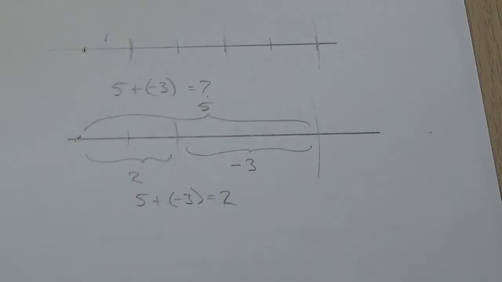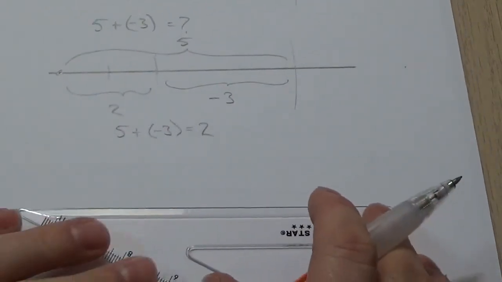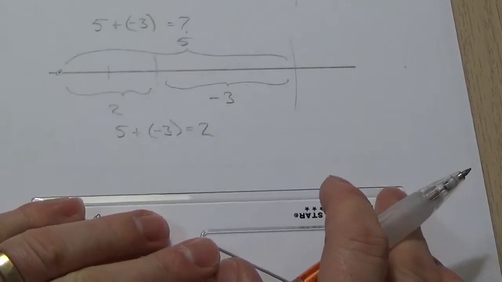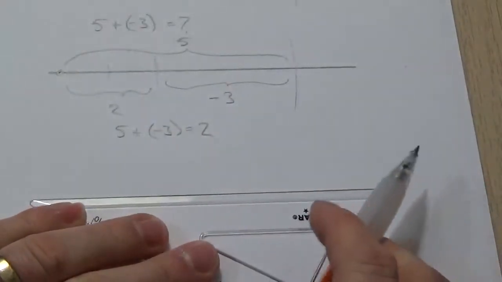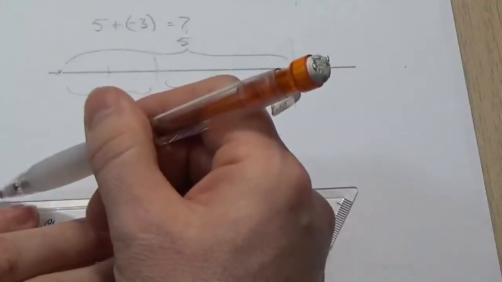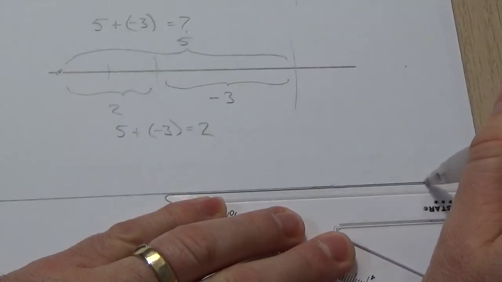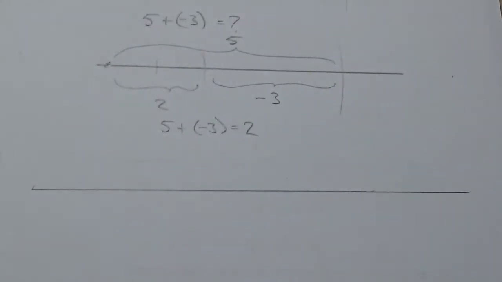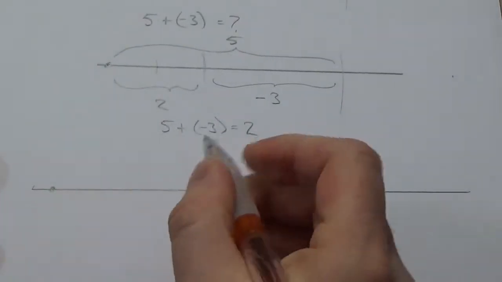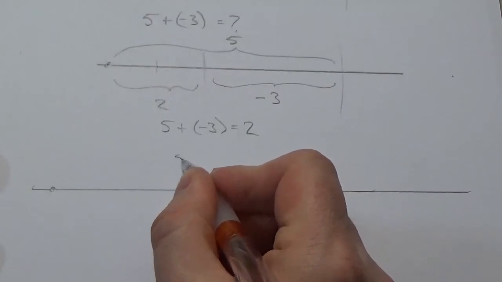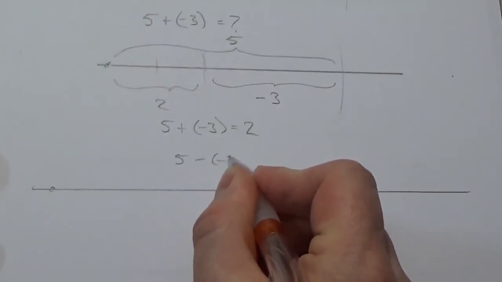Okay, now, that could be a little bit different here. Let's try this one here. Let's try, okay, I'm going to put another line here. Actually, I'm going to make this one a little bit longer if I can. I'll extend that because I'm not sure how this is going to look. Okay, let's do this one. Let's try, in this case, 5 minus negative 3.